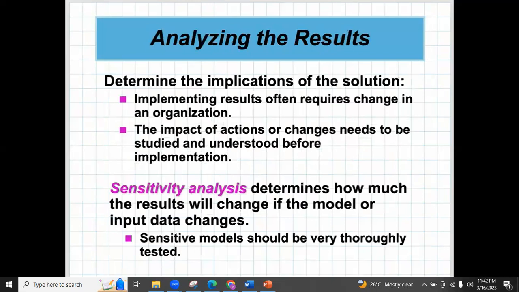So you analyze the results, you determine the implications of the solution, implement the results. It may require a change in organization. Oftentimes, if you solve something like this and try to get people to use it, it becomes an organizational issue and not so much a mathematical issue anymore, because people are stuck in their ways and are afraid of perhaps trying and implementing new things. So even if you found a solution or a model that works, you have this thing called backsliding, where it goes back to the way that people are used to doing things.